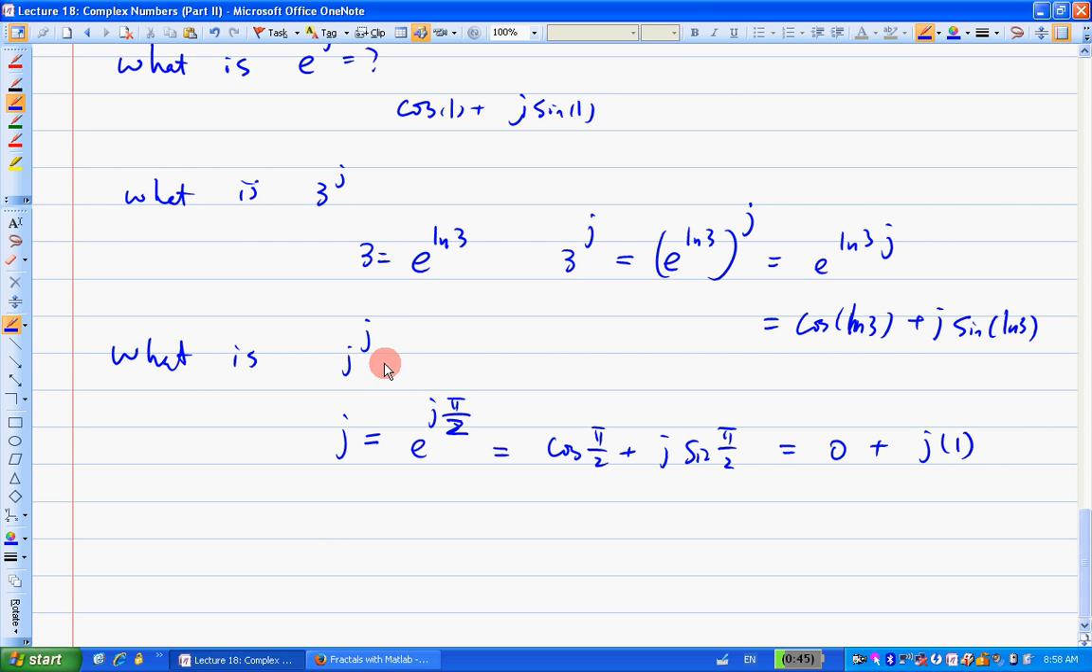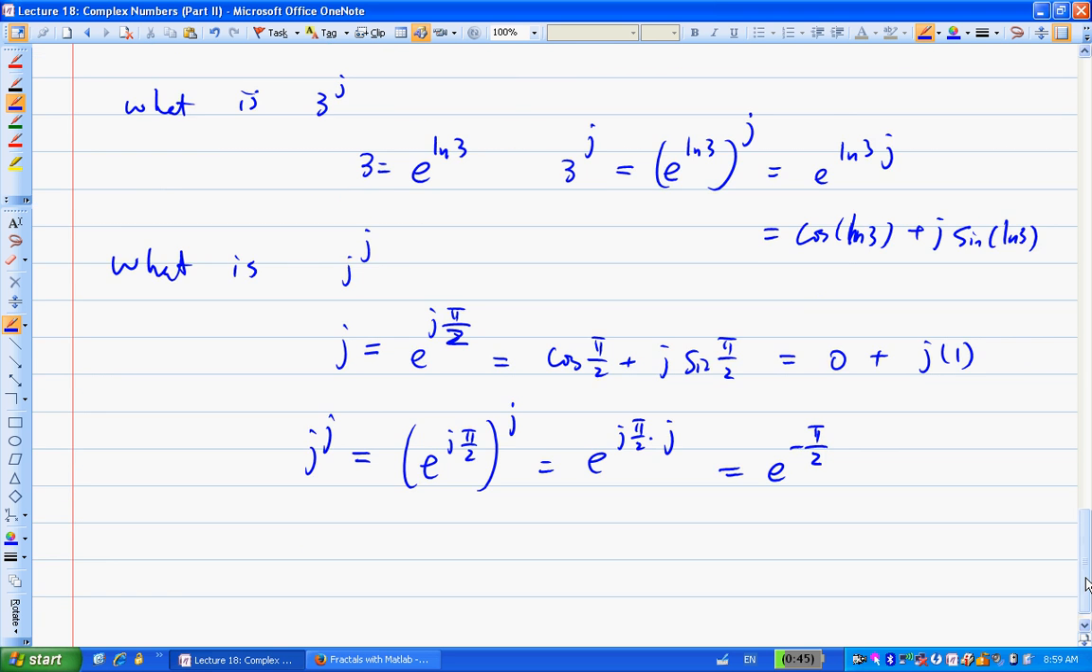Okay. So now this j to the power j will simply be e to the j pi over 2, to the power j. And that's j pi over 2 multiplied by j. And what does this guy give you? Exactly. So amazingly, this j to the power j gives you back a real number, right?